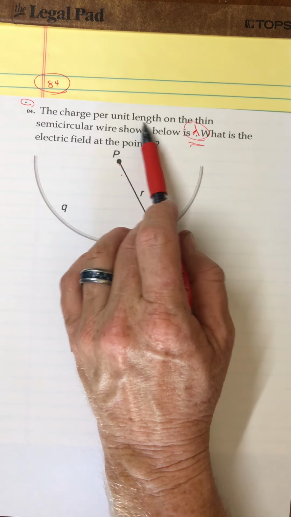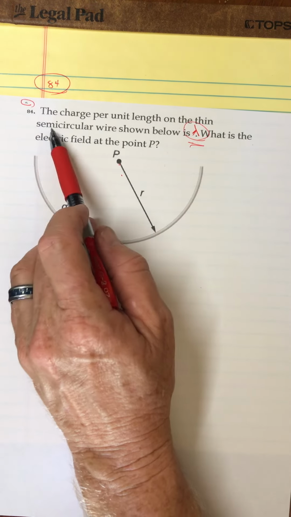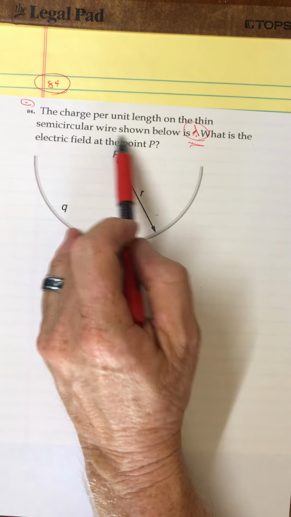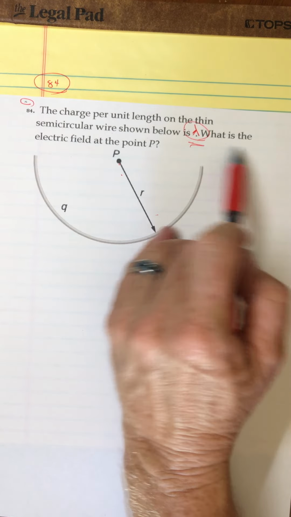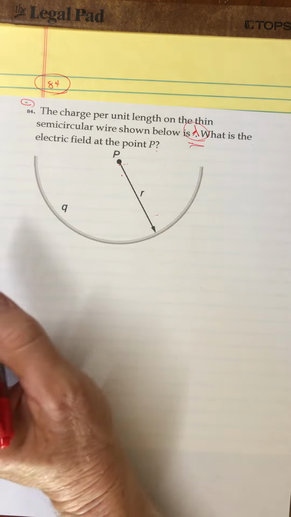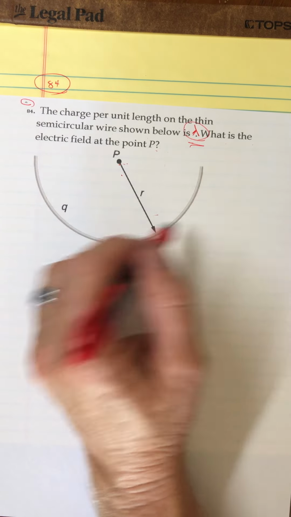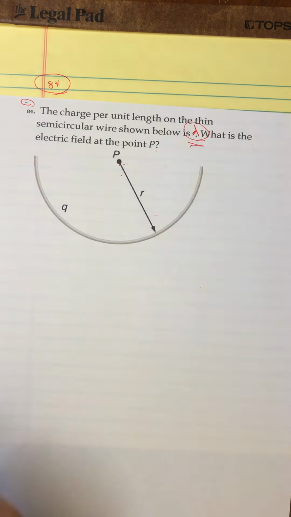So the charge density per unit length of a thin semicircle, so a half circle wire, is shown as lambda. What is the electric field at point P? And point P is at the center if this was a full circle.